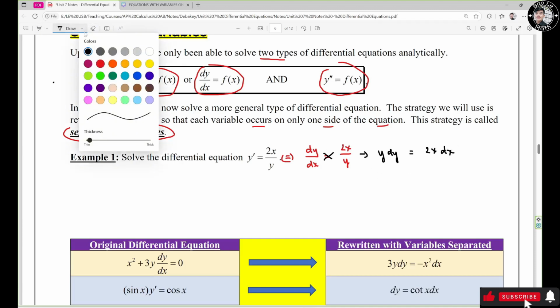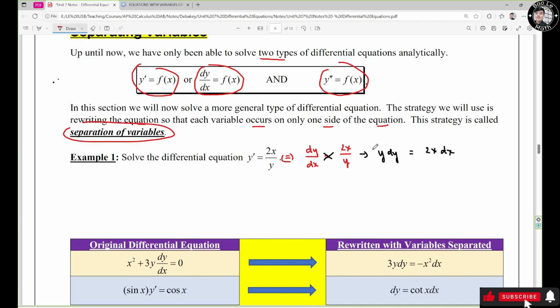Now we're going to take the antiderivative of both sides. So we're going to put the integral sign right here. Now the antiderivative of y is going to be, now make sure this guy and this guy must be the same.